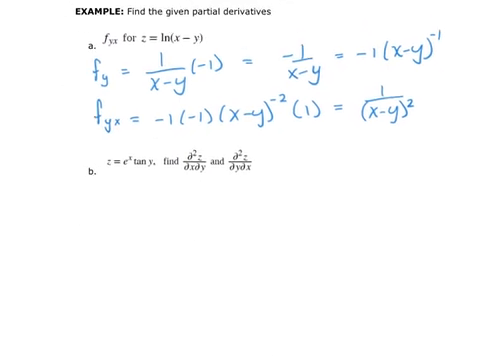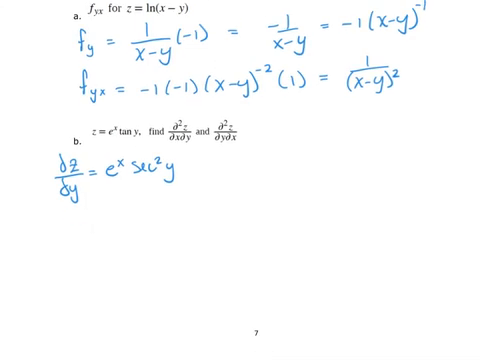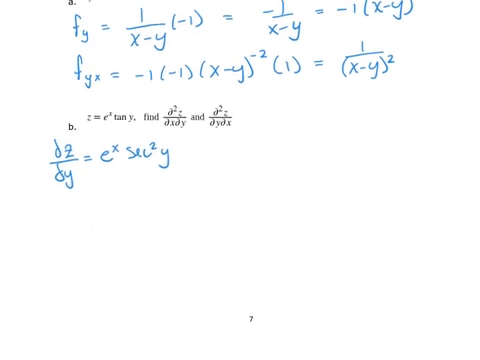On my next example, I'm going to do the mixed partial derivatives, where I'm going to do it with respect to y then x, and then with respect to x then y. So first I'm going to do the derivative of z with respect to y first. That means e to the x is just a constant, so it's e to the x. And the derivative of the tangent is secant squared of y times the derivative of y, which is 1.